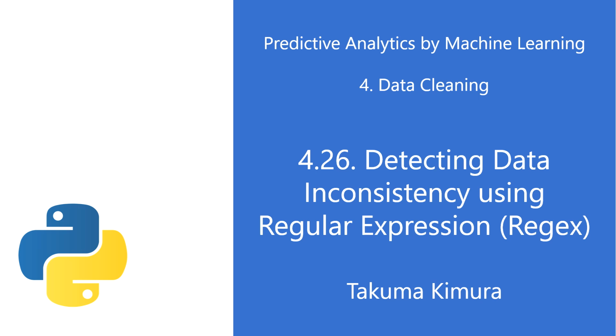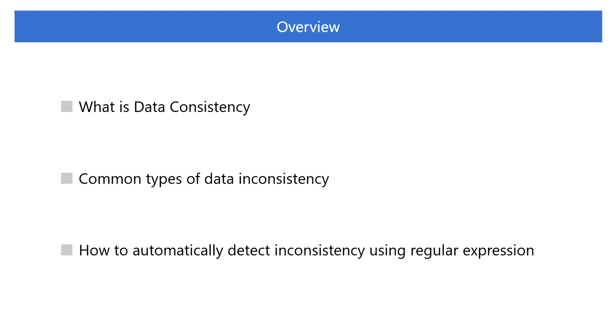Chapter 4, Section 26, Detecting Data Inconsistency Using Regular Expression. This section covers what data consistency is, common types of data inconsistency, and how to automatically detect inconsistency using regular expressions.